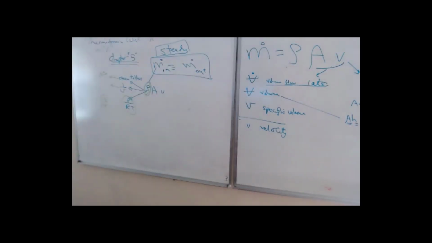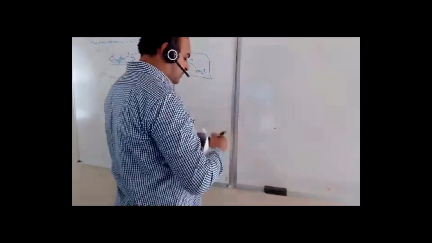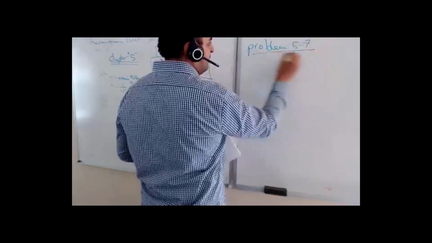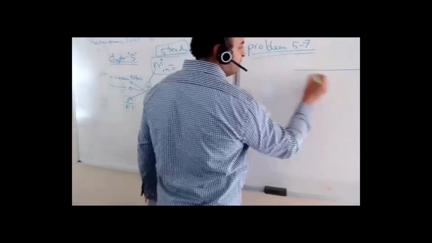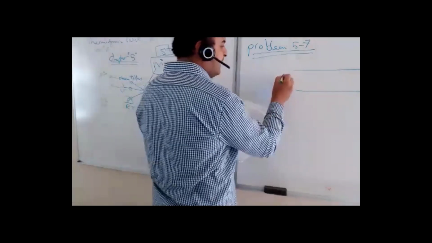Let's take an example. Problem 5.7 in your book. I'm gonna skip some problems, but please solve all the problems in the lecture. Problem 5.7. It's a tube, constant area. Air is going through.